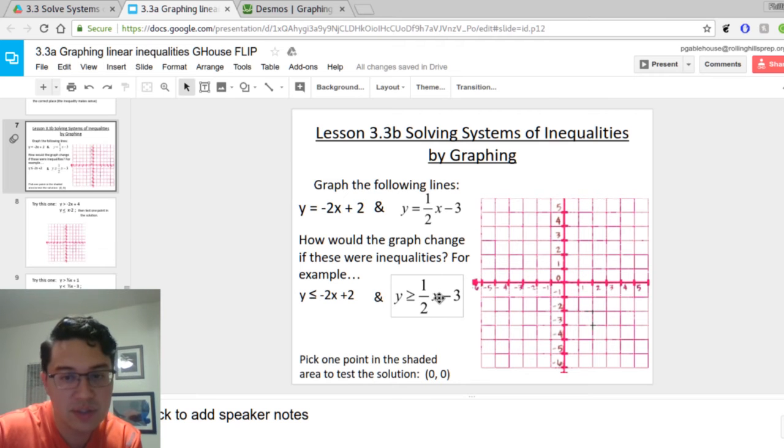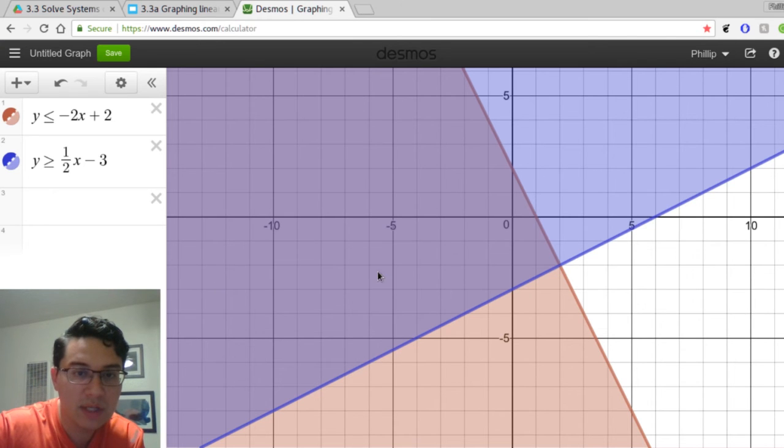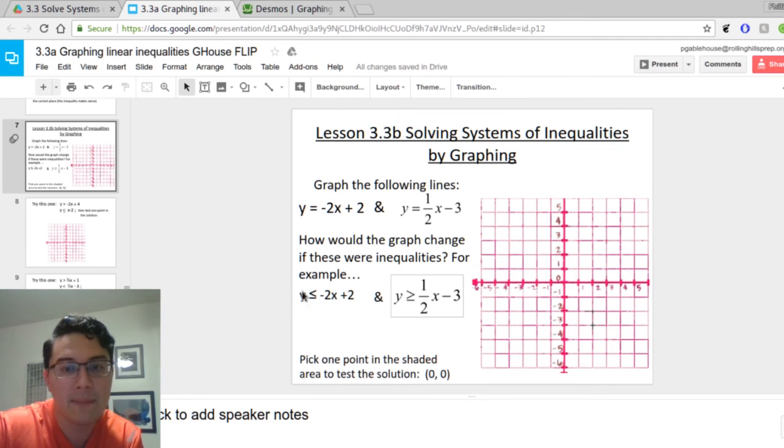Do the same thing over here. 1/2 times 0 is just 0. So we end up with 0 is greater than or equal to negative 3. 0 is greater than negative 3 on the number line. So the point 0, 0 that's in our shared shaded region does satisfy both inequalities and therefore is a solution to our system of inequalities.